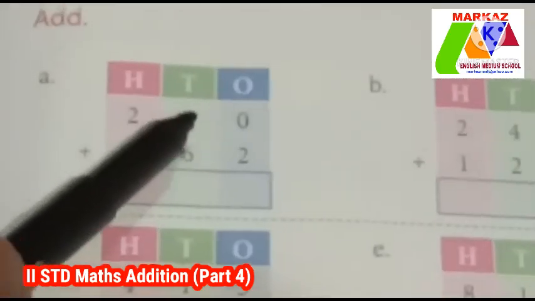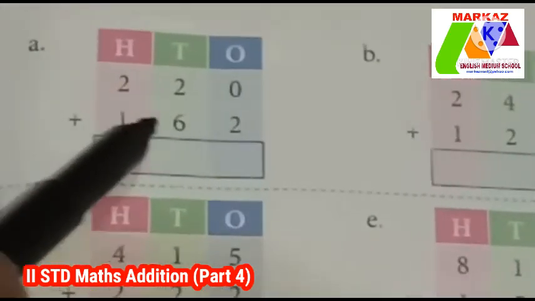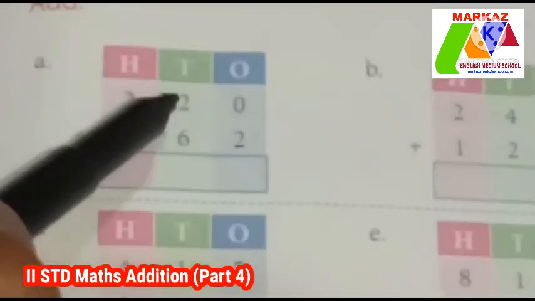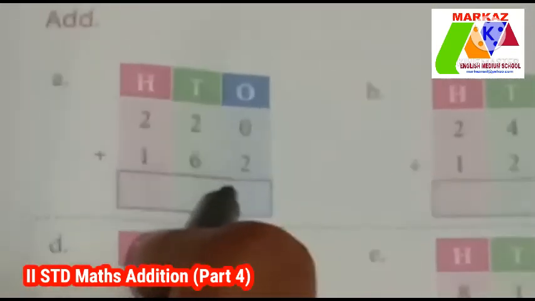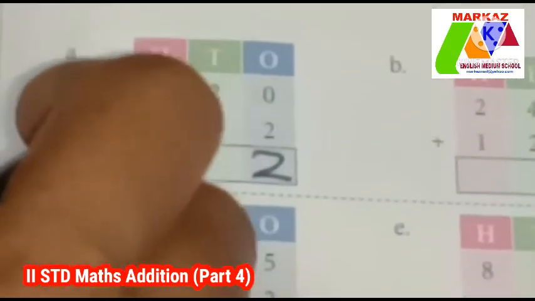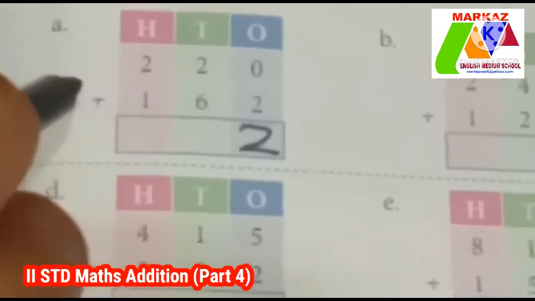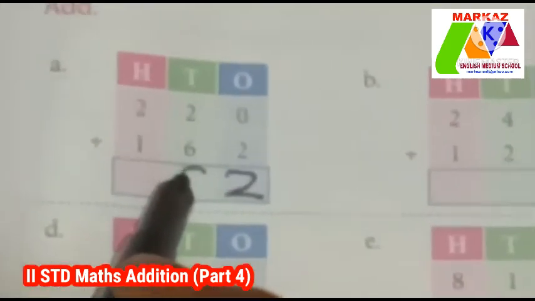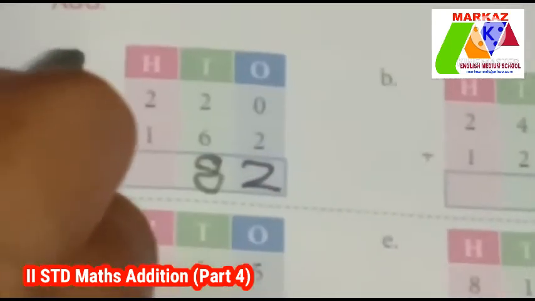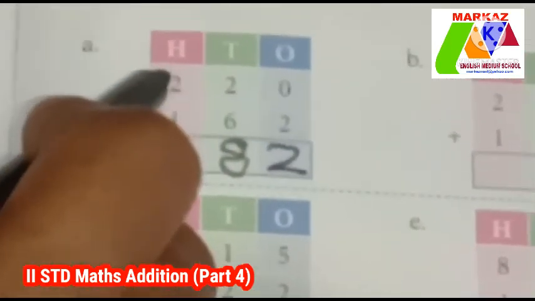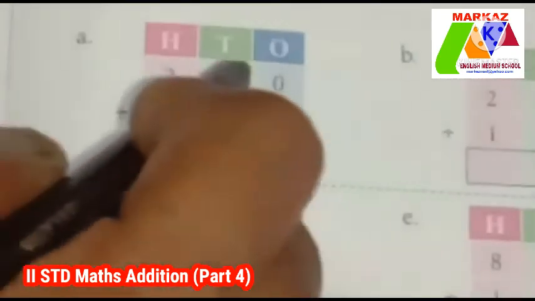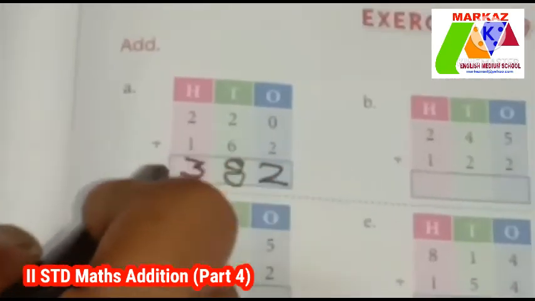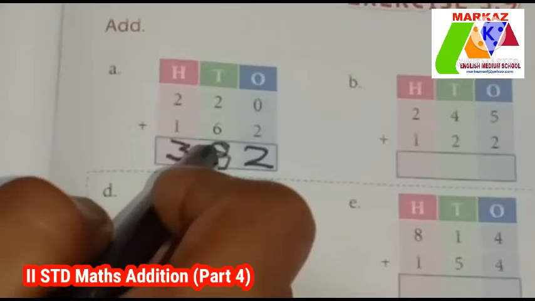Add 220 plus 162. First add the numbers at ones column. 0 plus 2, 2. Then add the tens column. 2 plus 6, 8. Finally, add the hundreds column. 2 plus 1, 3. Thus, 220 plus 162 is equal to 382.